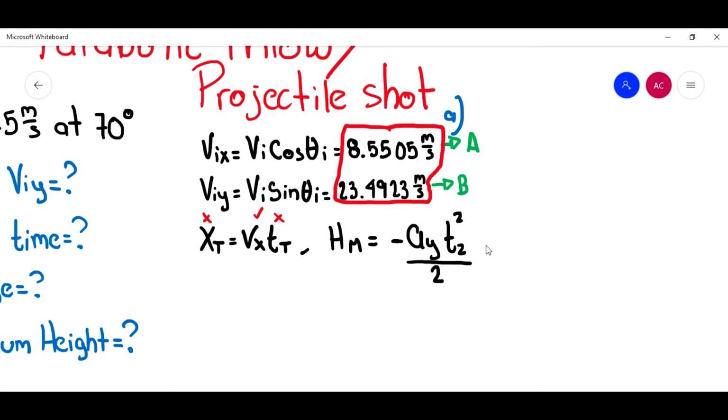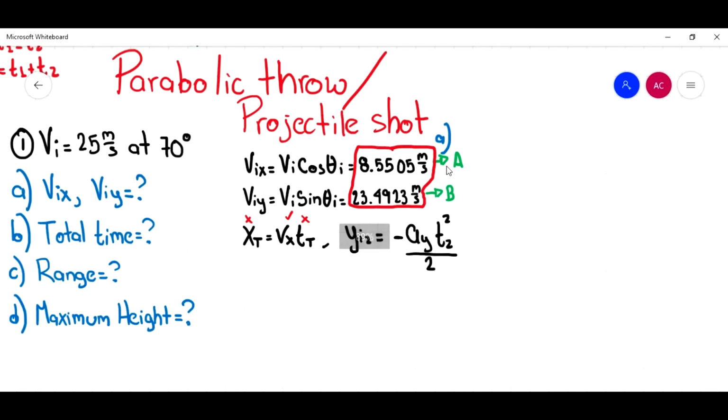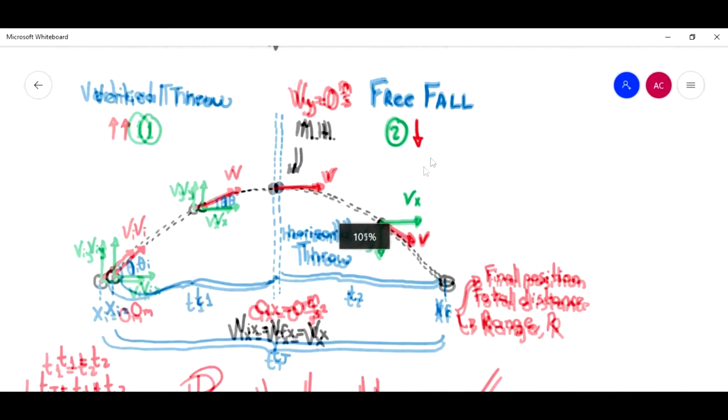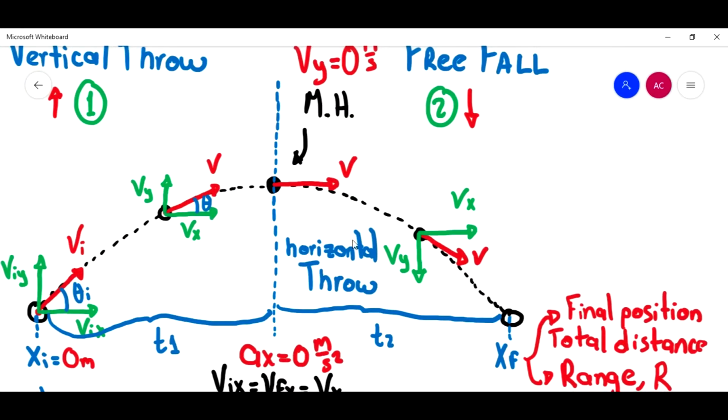Now I called this maximum height, but of course this could be known as the initial position of segment 2, because if we go to the drawing and divide it into segments, that point over here is the initial position of segment 2, and that is the maximum height.